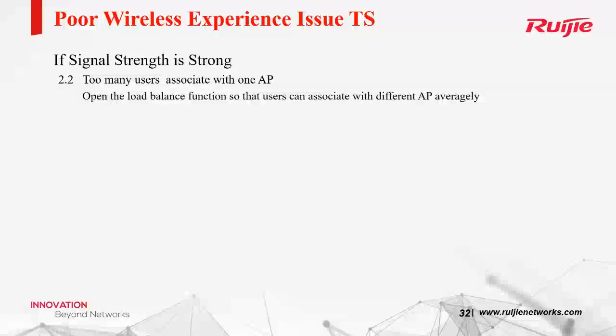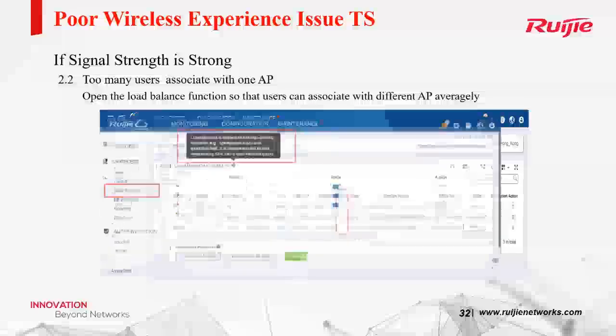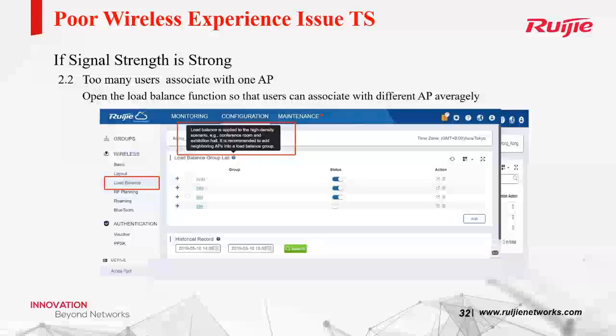The second possibility is too many users associated with one AP. You can check how many users are associated with one AP there. If there are so many, you can open the load balance function so that users can be distributed across different APs evenly.